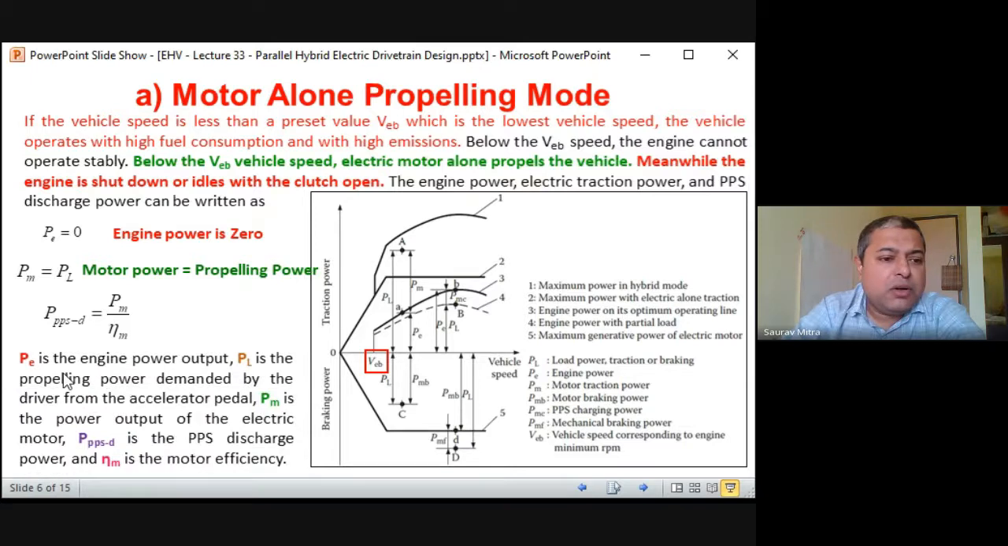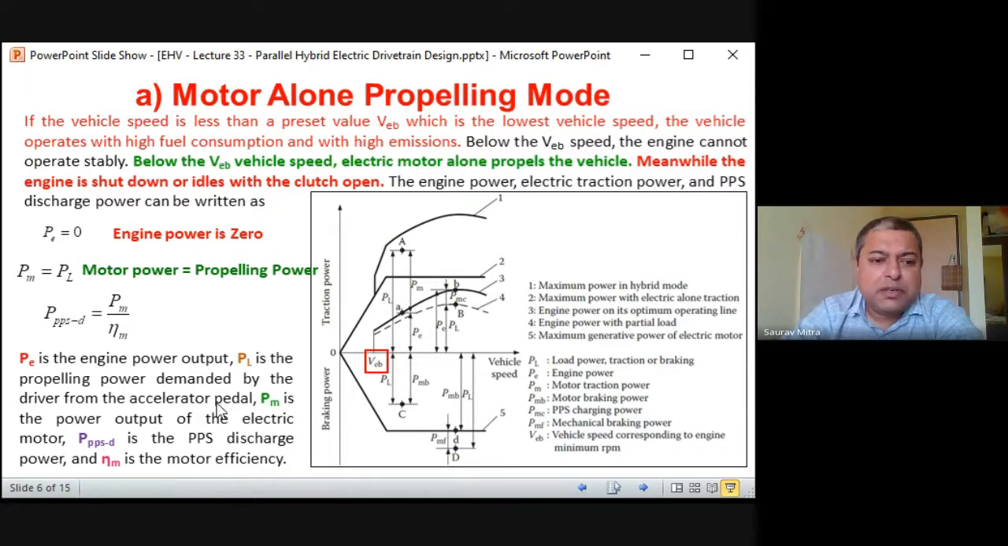So here, what are all these things? This is the first slide. That's what I'm telling you all these things again. So P engine is the engine power output, which is 0, because in this case the vehicle is running almost at VEB speed. So at VEB, PE is equal to 0. PL is the propelling power demanded by the driver from the accelerator pedal.